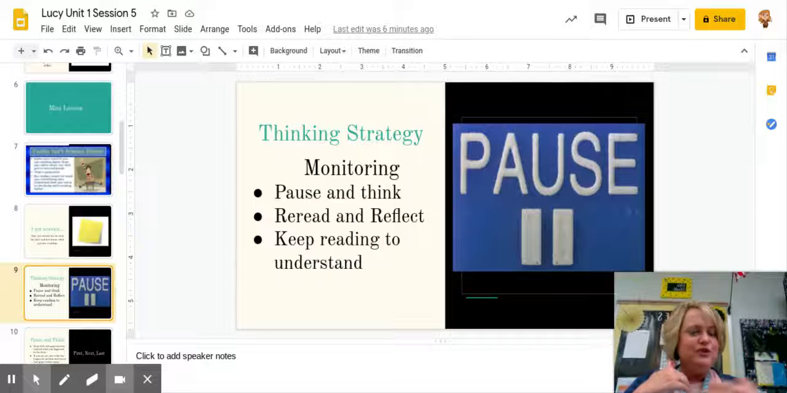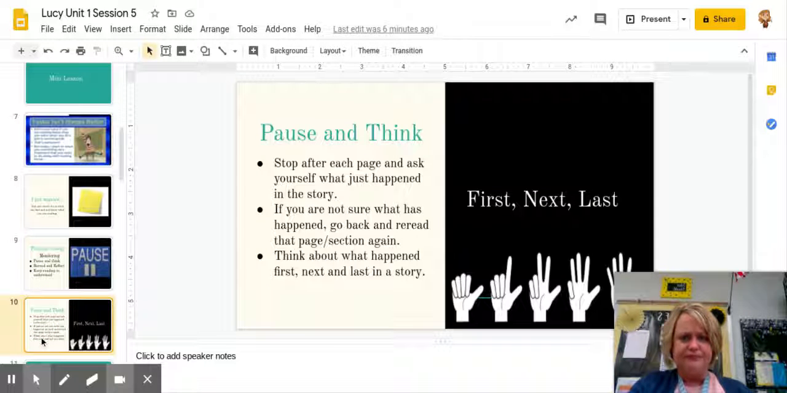If you asked who you live with, your guardian, your parent, your grandma, your grandpa, your aunt, if you ask them, sometimes do you read? Do you ever not know what you're reading? They're going to say yes, even as an adult. Sometimes they don't know what's happening. So today I want to talk to you about pausing and thinking.